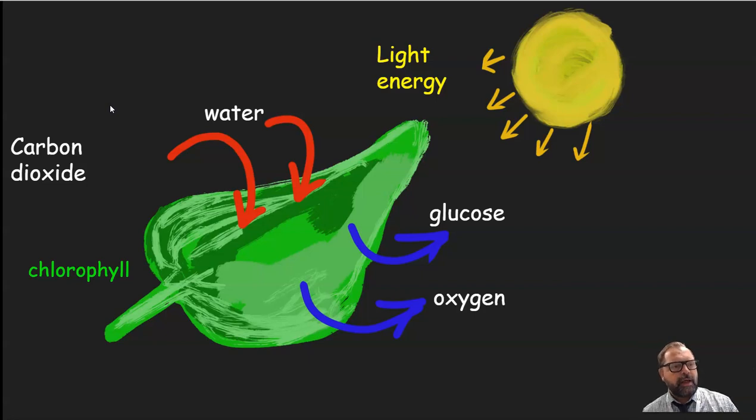are glucose and oxygen. Now, glucose is a sugar, and we can also say that it is a carbohydrate. It's made of carbon, hydrogen and oxygen, and those atoms have been provided from the CO2 and H2O. Oxygen is a waste product which goes off into the atmosphere when there's plenty of light energy available.